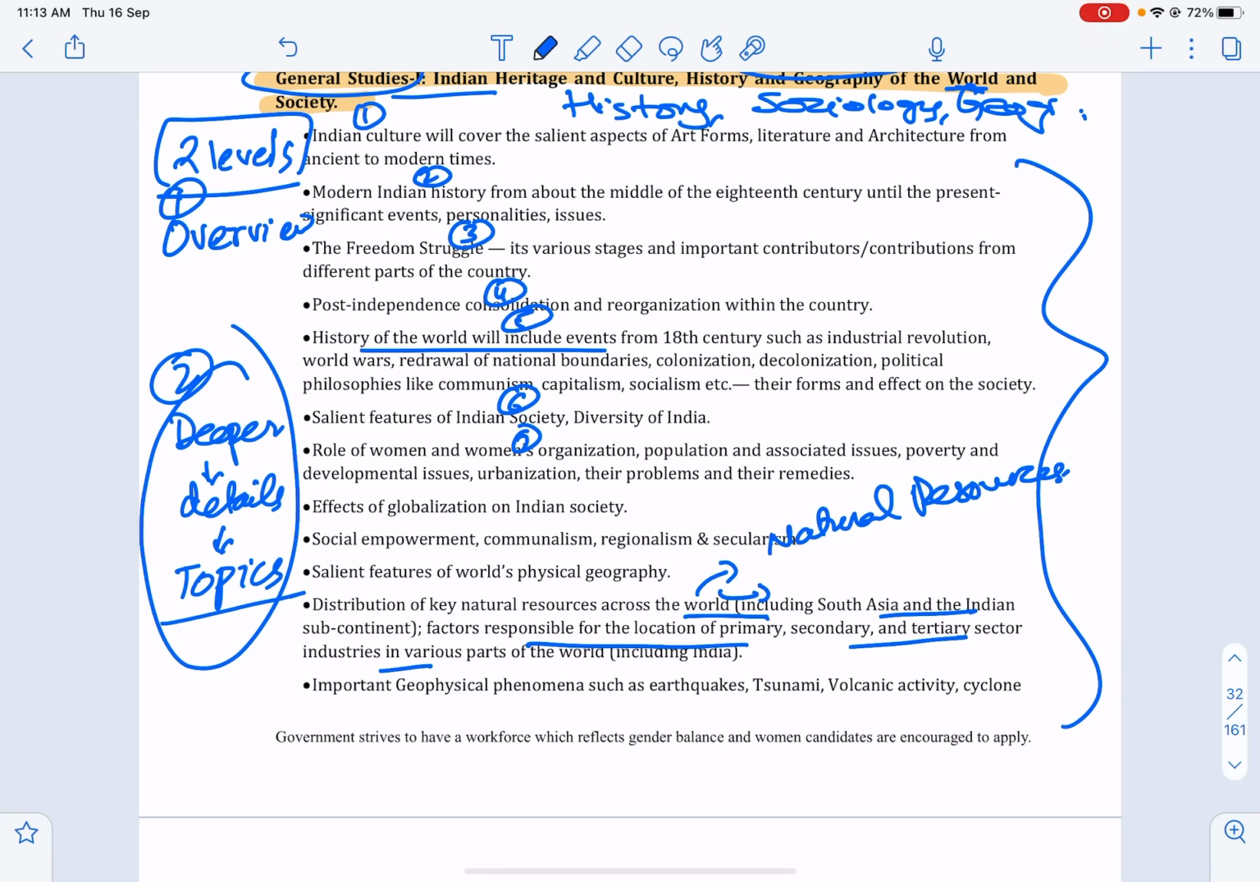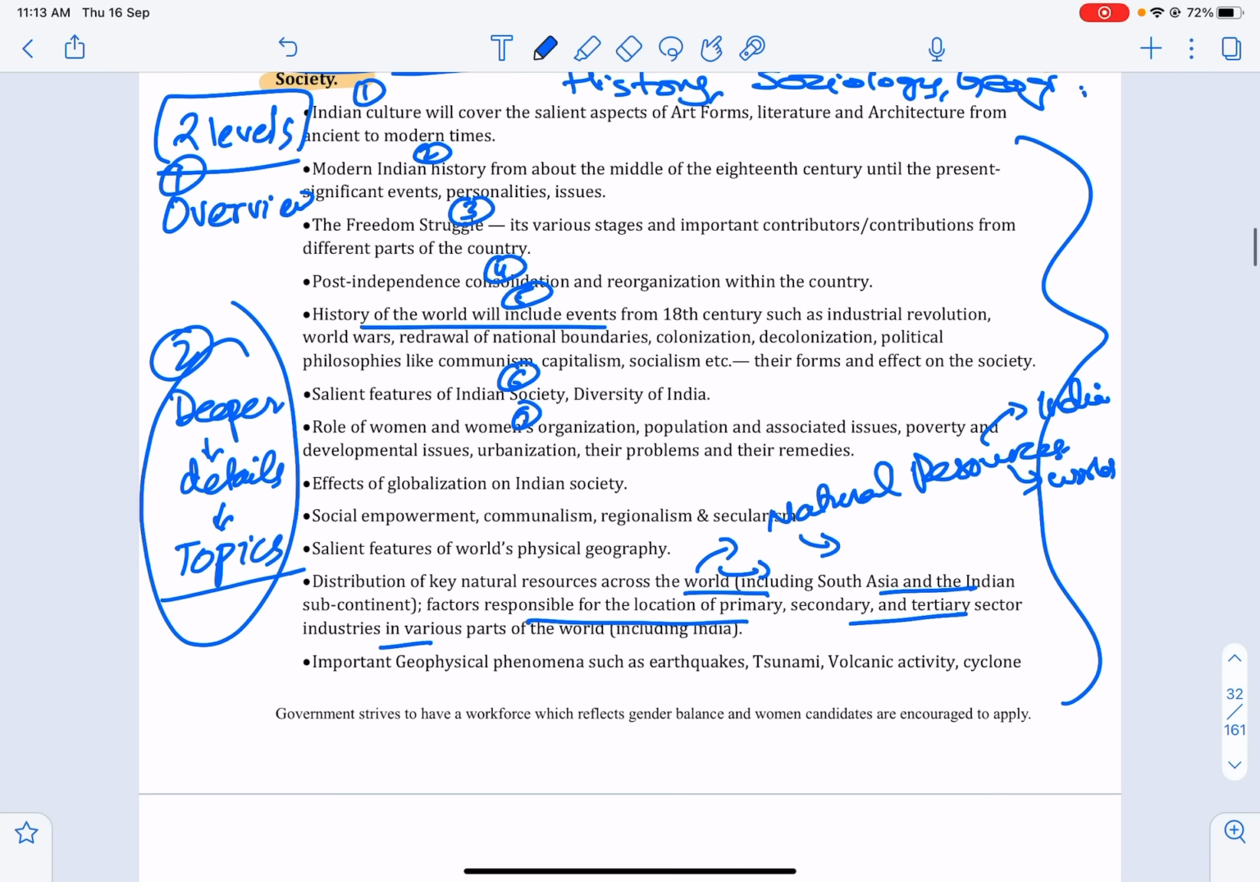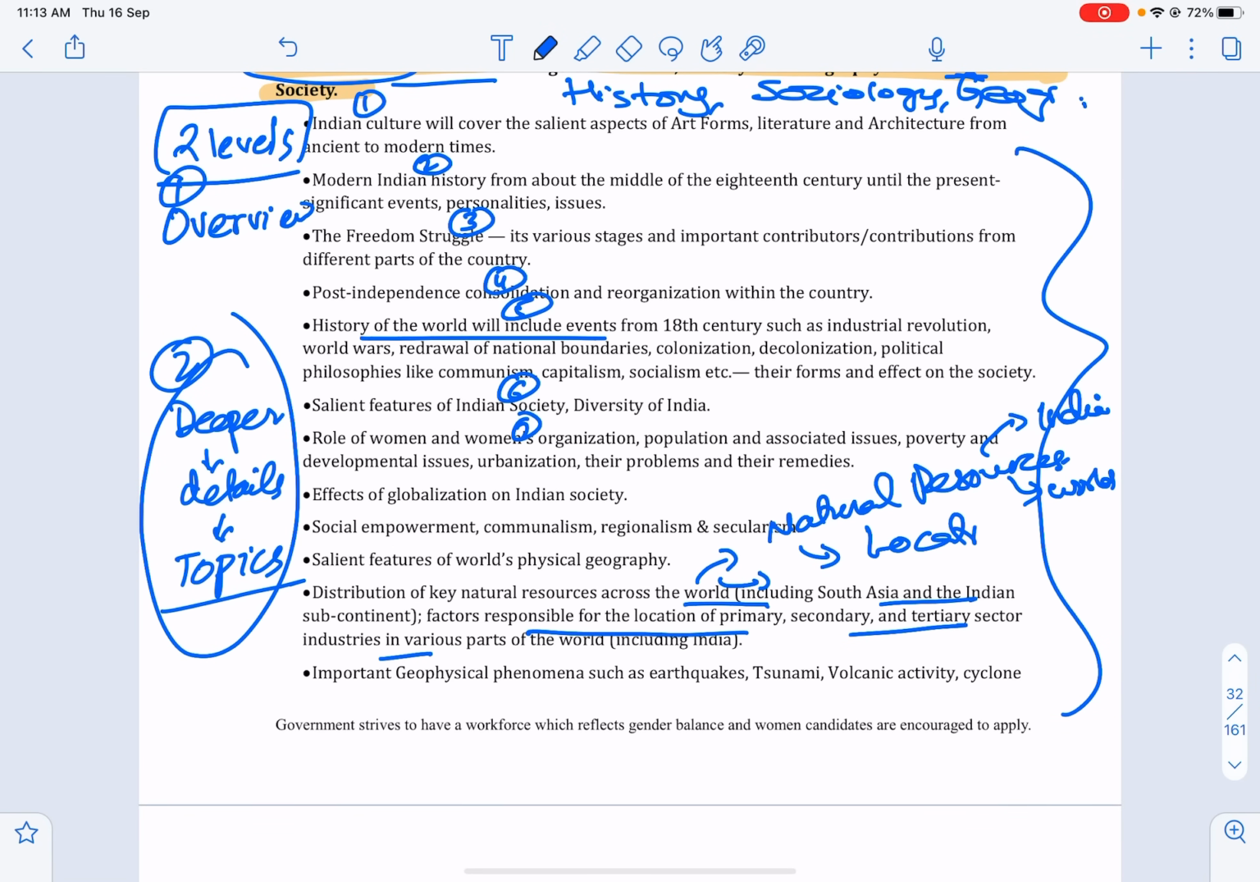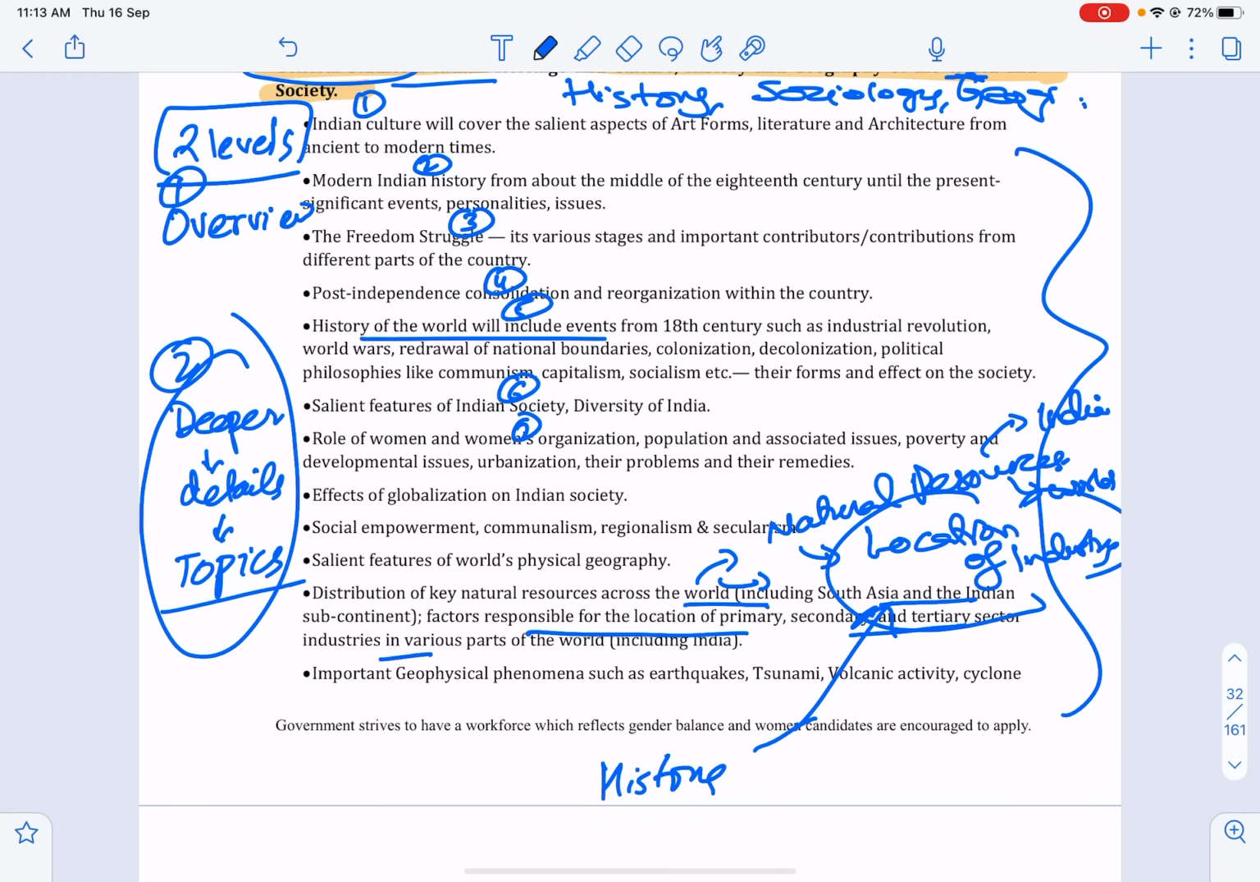Now he's talking about natural resources of the world, so that means India also, and they have given that also, India and the world. And then the second topic is location of industries. Now when it comes to location of industries, you will study that this topic has both a historical aspect, it has geographical aspect, and it has an economic aspect as well.